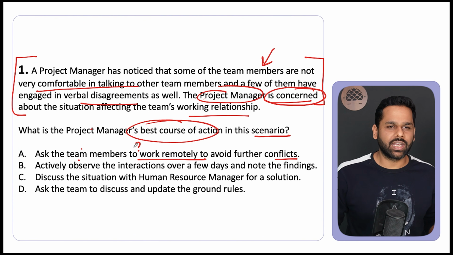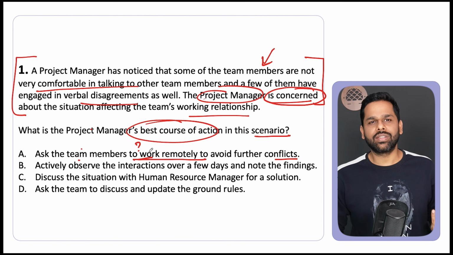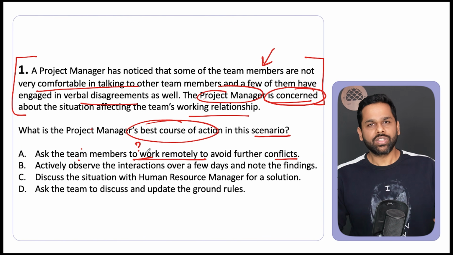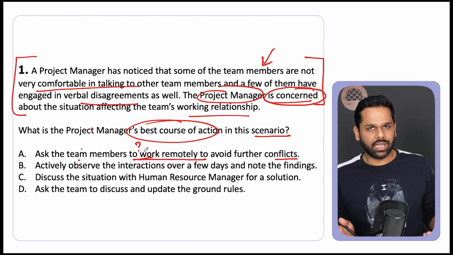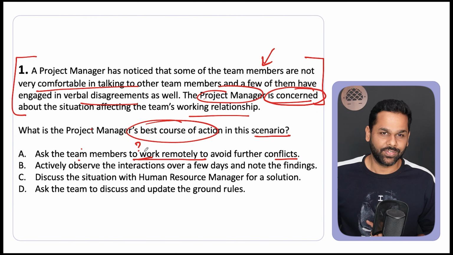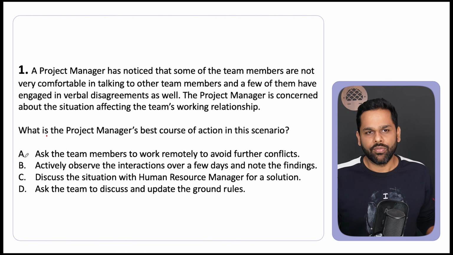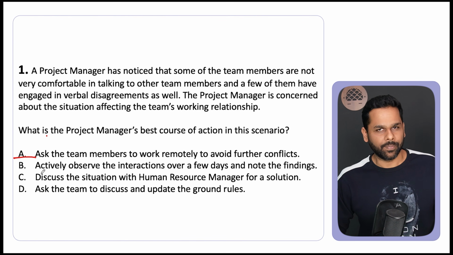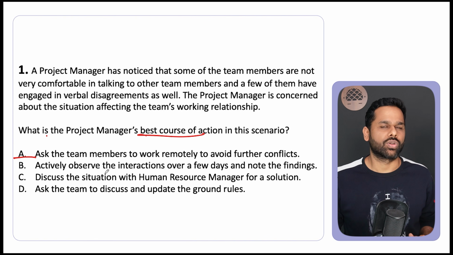Rather than just taking an action to say that, okay, let's start working remotely just because I'm concerned that there's a conflict. Which means we are saying that just because people are working together, they're having conflict. There's no guarantee that even if they work remotely, they'll be able to resolve these conflicts. So option A is a decision that is not justified. And if it is not justified, I cannot say that this is the best course of action.